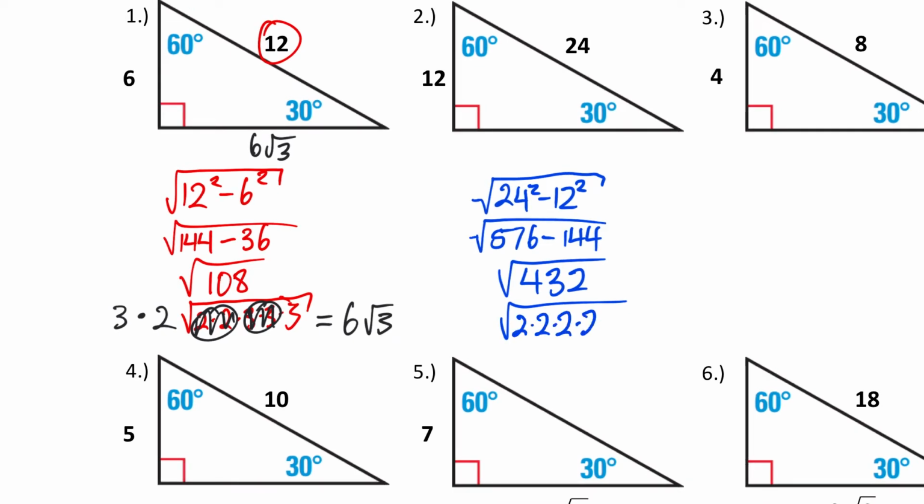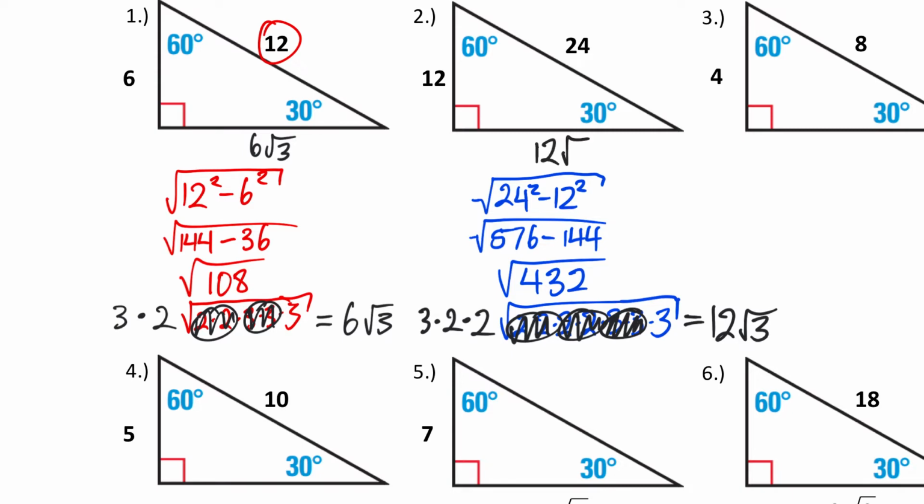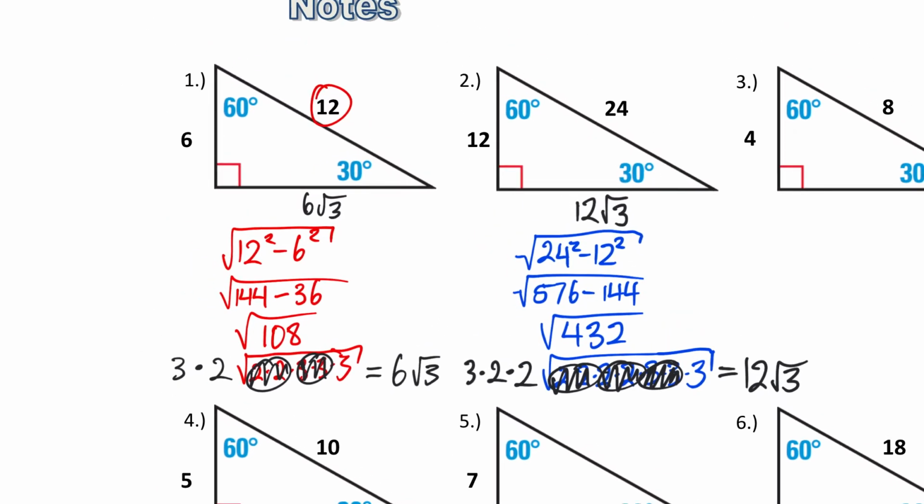And then if you break down 432, factoring it, what does that give you? 4 2s and 3 3s. So you've got a pair of 2s, another pair of 2s, and a pair of 3s. So that's a 2, another 2, and a 3. 12 square root of 3.